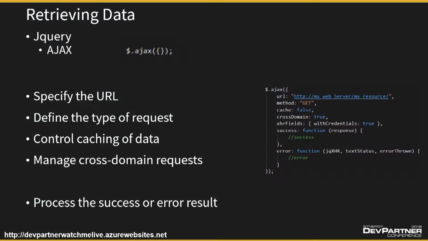If you wish to force cross-domain requests, we can set a value of cross-domain true. In a nutshell, this will allow your website to attempt to access data from a different web server. And I'll talk a bit more about calls and cross-domains in a few slides. If you're performing cross-domain requests, you will also need to configure the XML HTTP request object, the XHR field, and set it with the withCredentials field to a value of true.